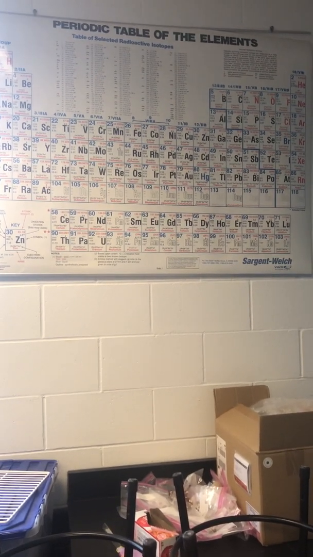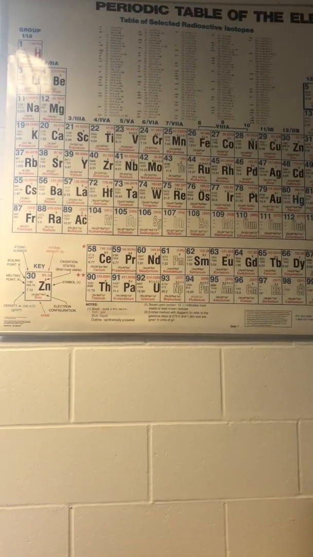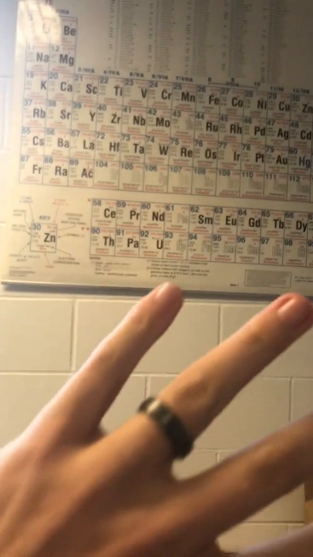And see, the cool thing about elements is elements like the element in my ring. It's tungsten, W. It's number 74 on the periodic table. That's what my ring is made of. It's one single element. Elements can be used to create compounds.